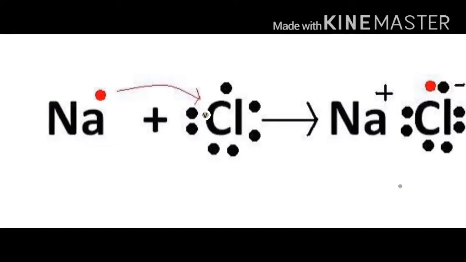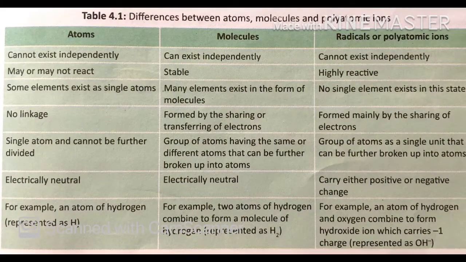So next we will see the difference between atoms, molecules and radicals. First difference is that atoms cannot exist independently. For example, a hydrogen atom can never exist independently in nature. Molecules exist in nature independently, like hydrogen gas H2, which can exist independently in the atmosphere. Radicals also do not exist independently in nature. Then the second point is whether they react. Atoms may or may not react. Molecules are stable and radicals are highly reactive.